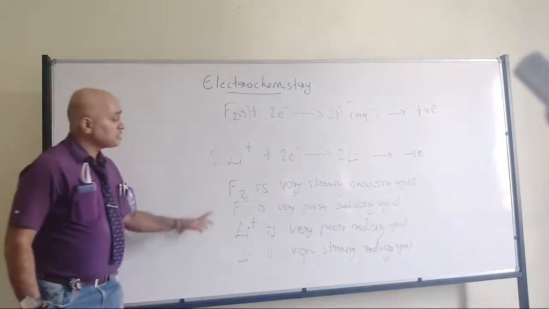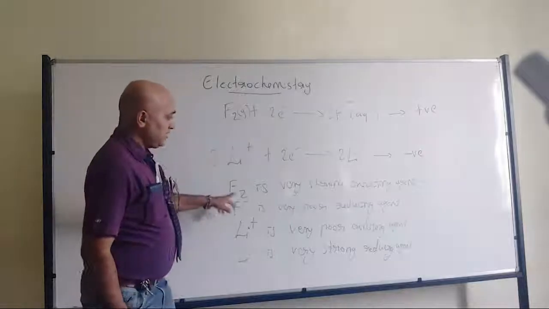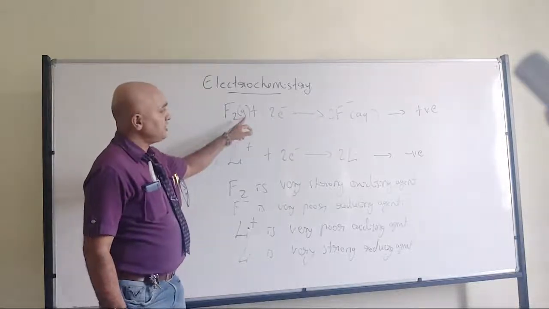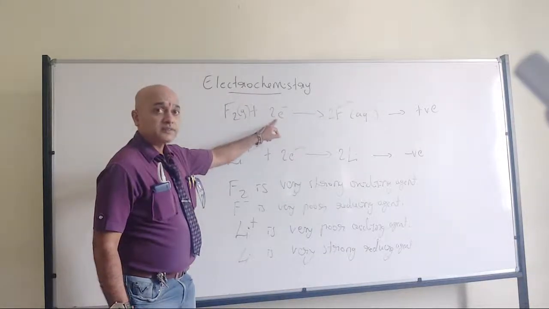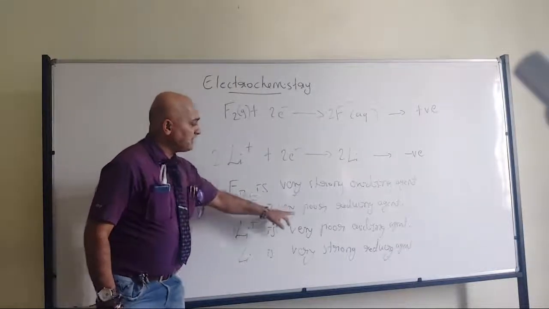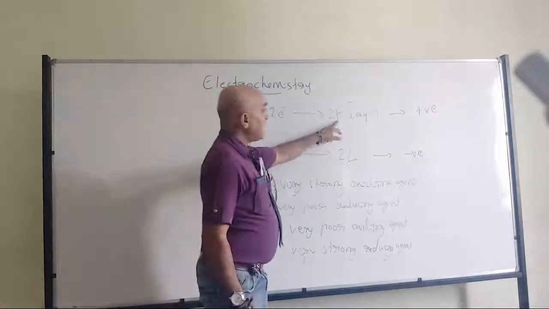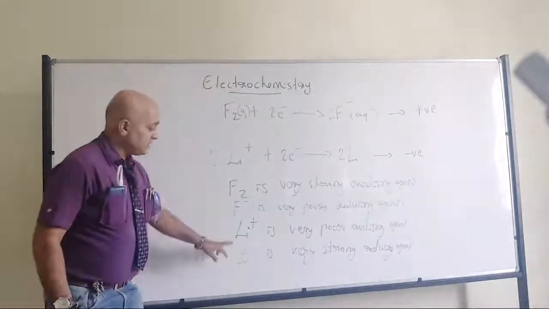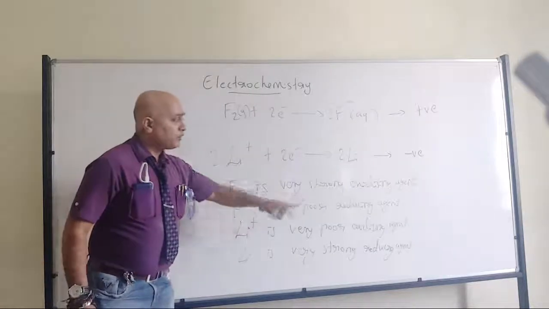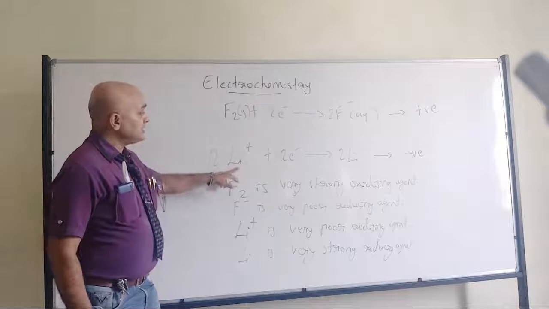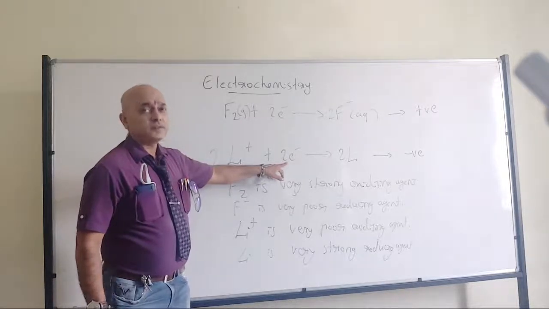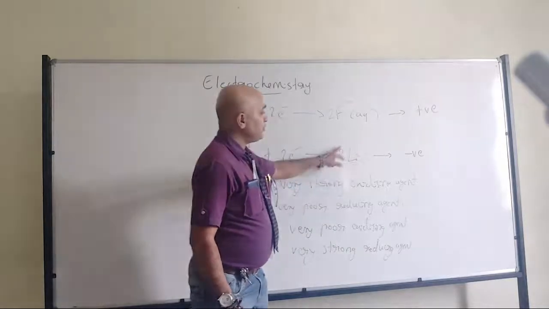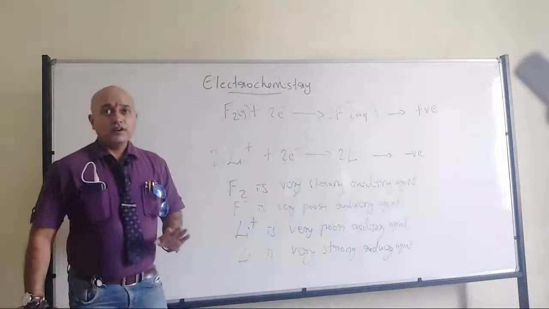That's what these statements talk about, where the fluorine molecule is a very strong oxidizing agent. Why is the fluorine molecule a very strong oxidizing agent? Because it's a good acceptor of electron. Now, fluoride is a very poor reducing agent. Why? Because fluoride is not going to donate the electron easily. So therefore, it is a very poor reducing agent. Lithium plus is a very poor oxidizing agent, because lithium plus is a very poor acceptor of electron. And lithium is a very strong reducing agent, because lithium can donate the electron easily. All of you got my point?